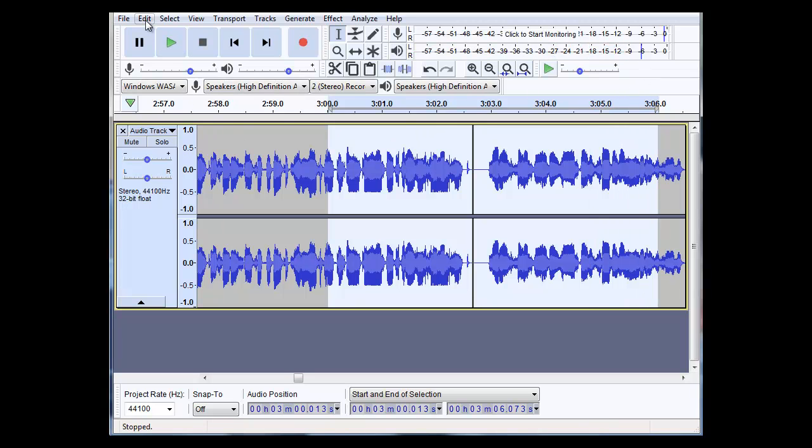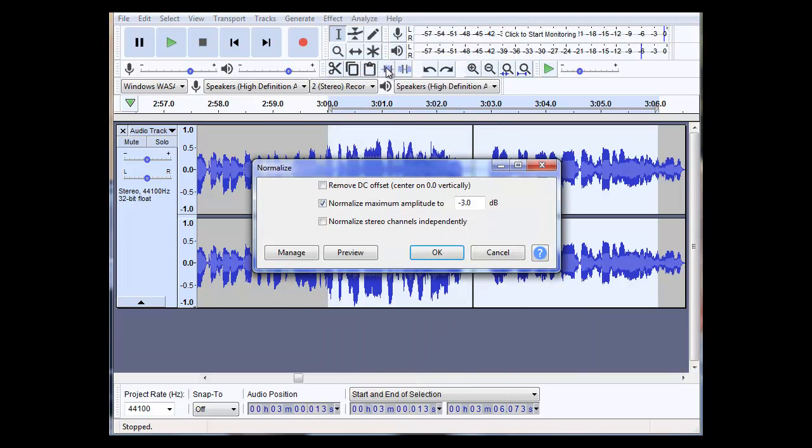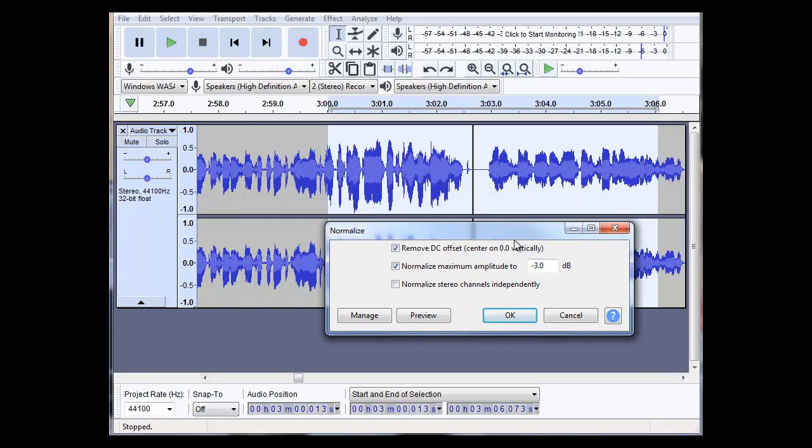Alright, so I'm going to go ahead and undo my limiter effect, and then I'll show you guys a few other techniques that I don't think work. So a lot of people would use the normalize effect, and I have it set to -3 decibels, and then we'll go ahead and preview it and pay attention to this meter here on the top.